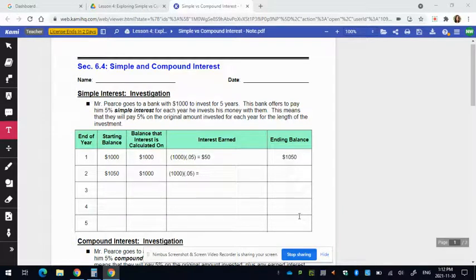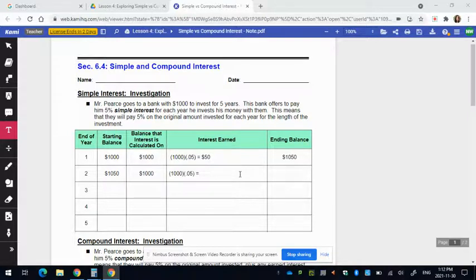All right, so we're going to start our note today on simple versus compound interest. So we'll start with a simple interest investigation. Mr. Pierce goes to the bank with $1,000 to invest for 5 years. This bank offers to pay him 5% simple interest for each year he invests his money with them.